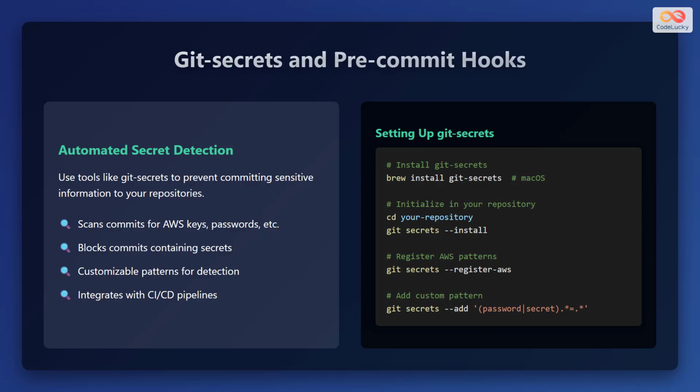To set up Git-secrets, first install it. Then, initialize Git-secrets in your repository. Finally, register AWS patterns and add any custom patterns as needed.